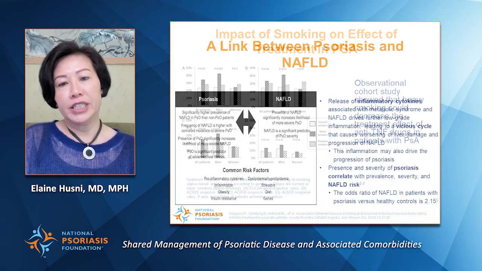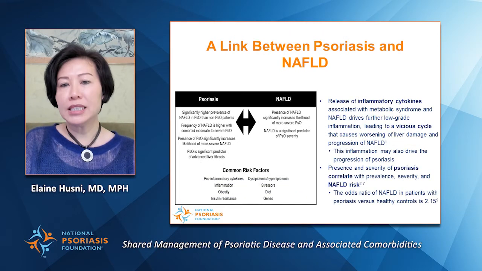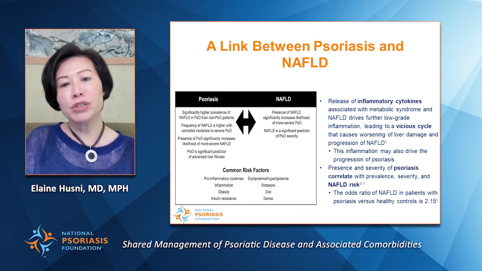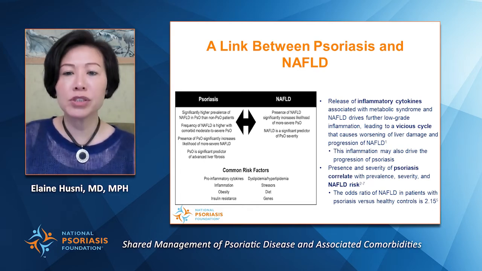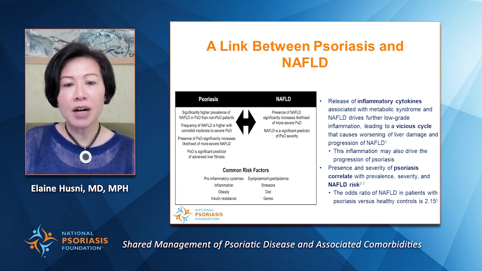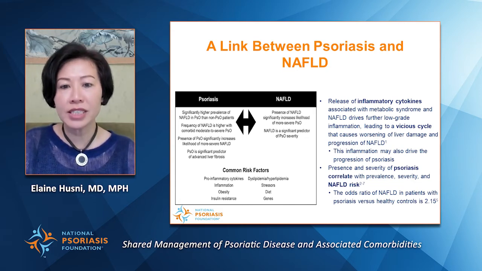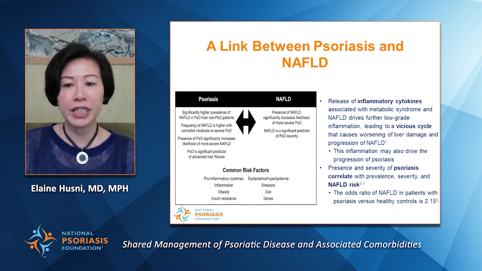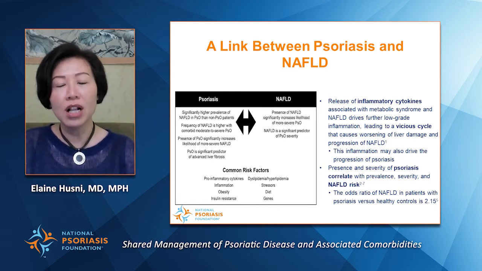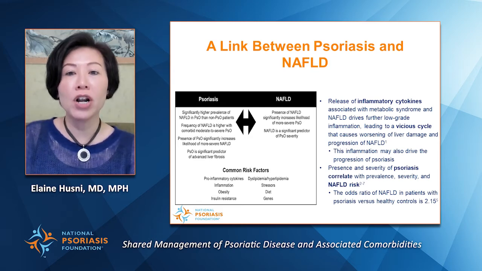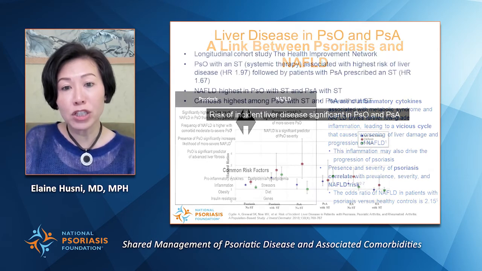Now, another emerging issue is fatty liver. So what's the link? This is a newer comorbidity that we're looking at, and unfortunately we are seeing a huge link, especially between psoriasis and fatty liver. As you can see here, there are common risk factors, and it's hard to tease out psoriasis versus obesity versus insulin resistance versus that metabolic syndrome that I just talked about. But all of this is driving low-grade inflammation, which then drives a vicious cycle where liver damage and progression of liver problems can occur, an area that we should probably be looking at a little bit more.